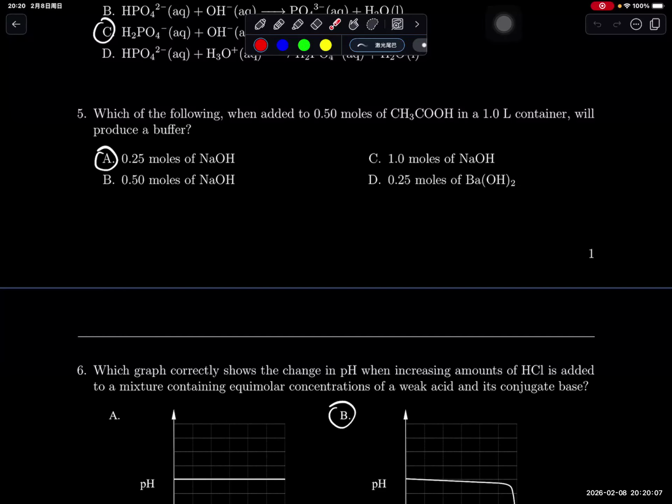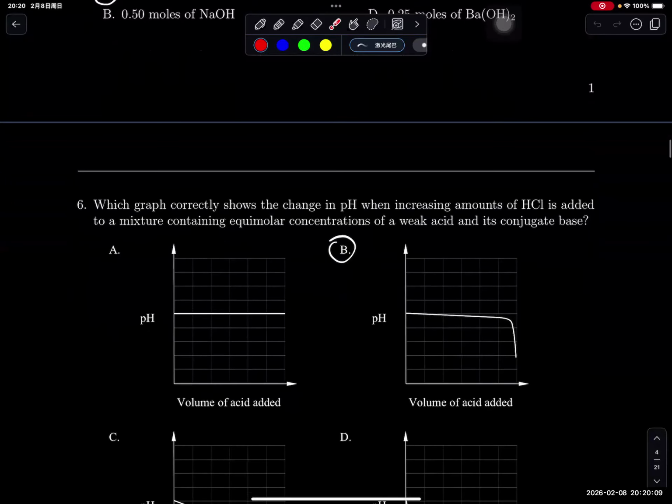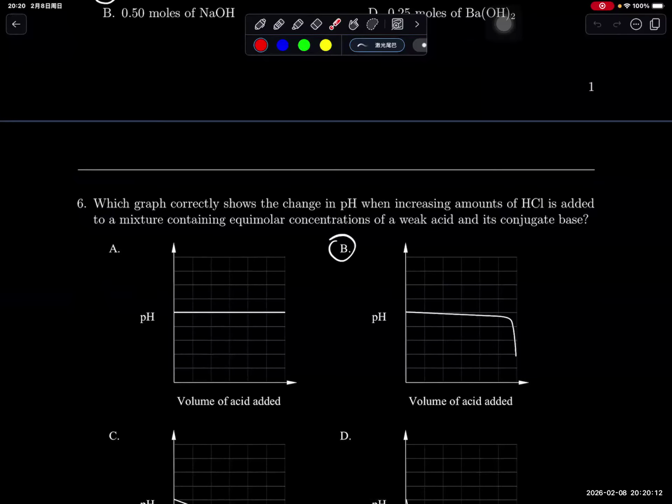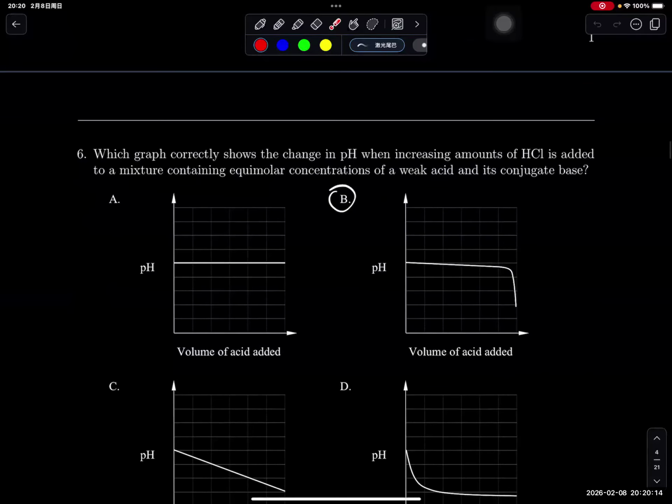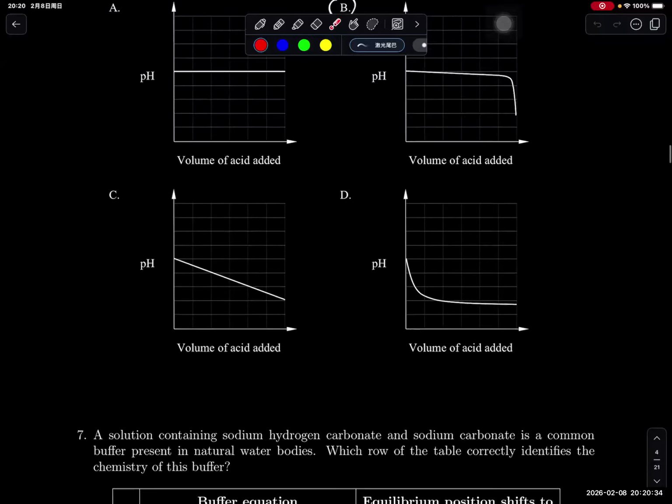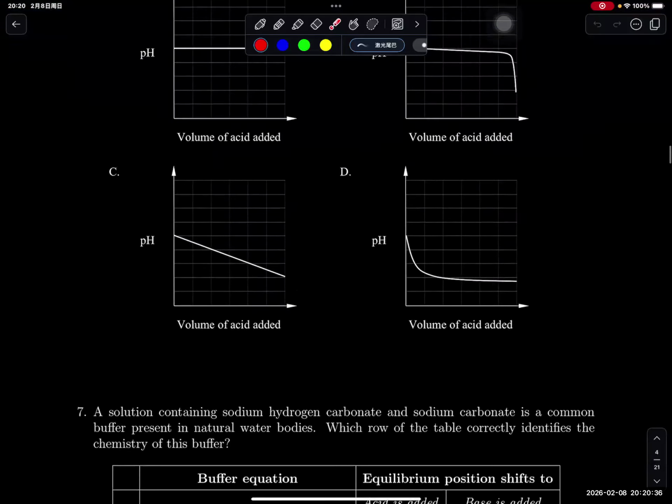Okay. Question six: which graph correctly shows the changing pH when an increasing amount of HCl is added to a mixture containing equimolar concentrations of a weak acid? So you have a buffer solution. Adding HCl, if it's a buffer solution, it will initially buffer the pH change, and then as soon as your capacity runs out, the pH changes really quickly. So the correct answer is B, right? The other choices don't make any sense.